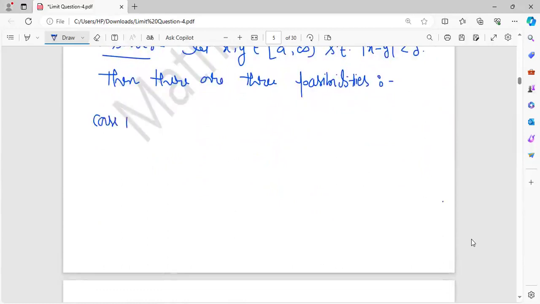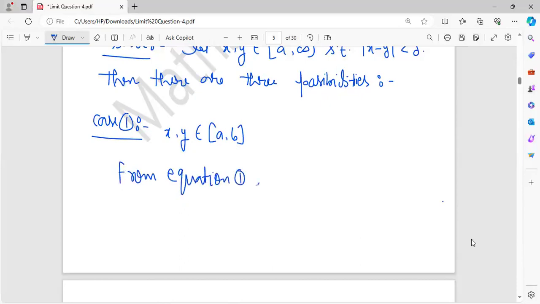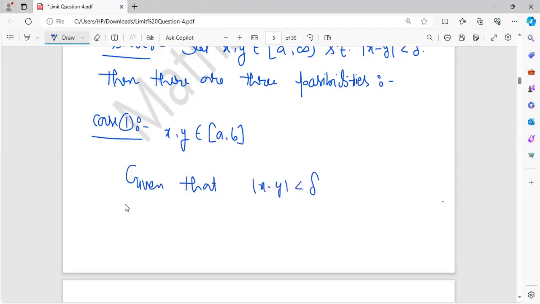Case number one. Because x, y belong to my interval [a, infinity), but the interval [a, infinity) is broken into two intervals, [a, b] and [b, infinity), either both x and y belong to the closed interval [a, b]. In that case, what will happen? We have from equation 1, because x, y belong to the interval [a, b], and it is already given that |x - y| is less than delta. So this is my case one.